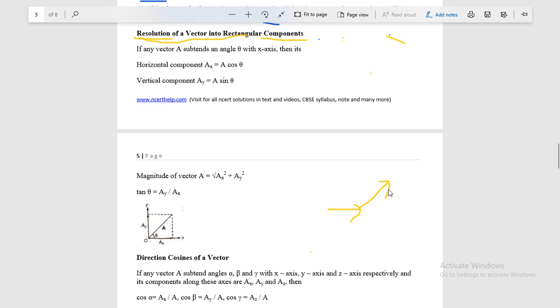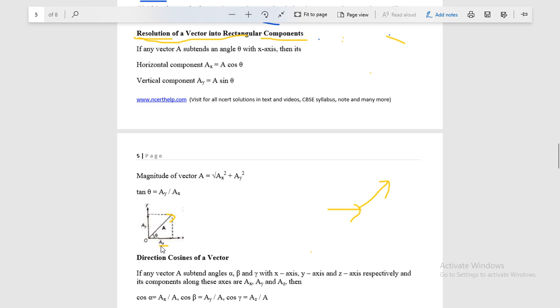But here we already have a vector A. You can see in the diagram we have vector A. Now our aim is to find out the components of this vector A. It means the effect of this vector A in two different directions. Okay, so it is our aim, but the condition is these two directions must be perpendicular to each other.